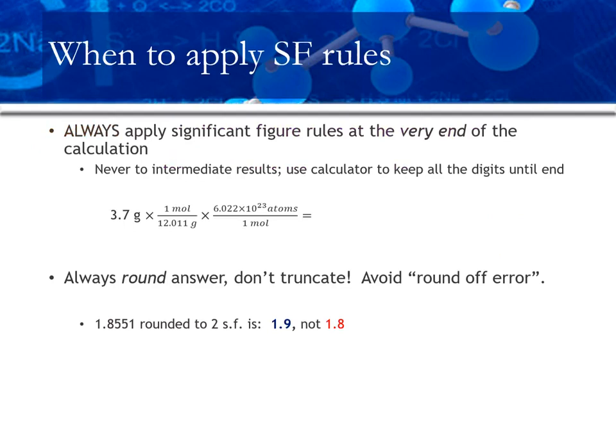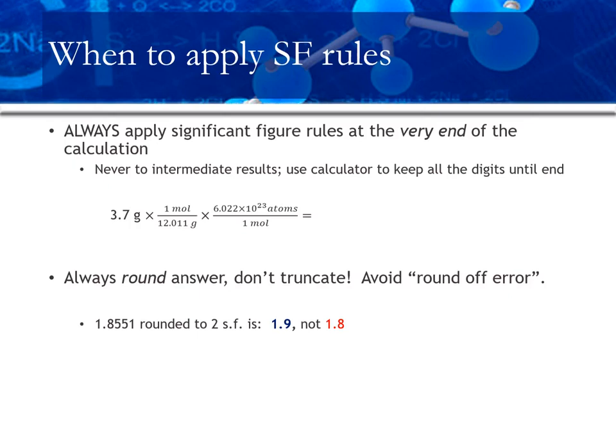Finally, when you apply significant figure rules in a calculation, always remember to apply the rules at the very end of the calculation and not to intermediate results, because this leads to what we call round-off error. Repeated rounding several times in the course of a calculation can build up and lead you to the incorrect answer. So one way to avoid this is to enter the numbers all at once into your calculator. Use your calculator to keep the number to its full significant figures and round at the very end.